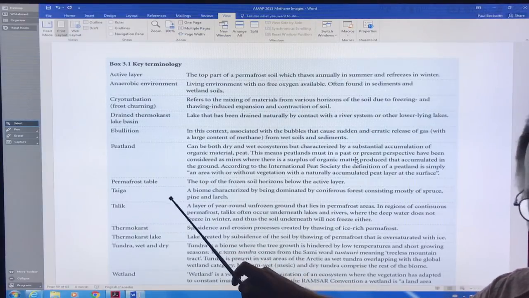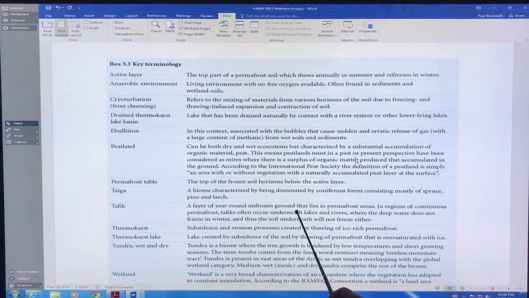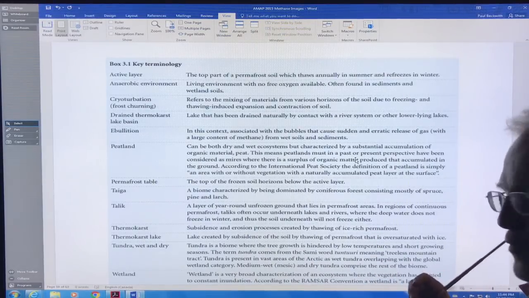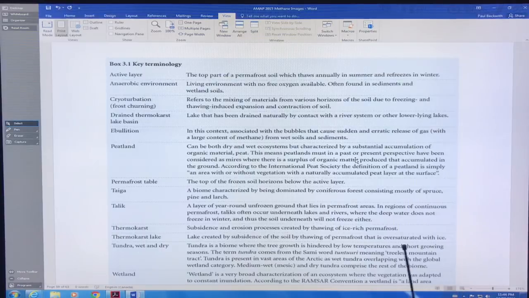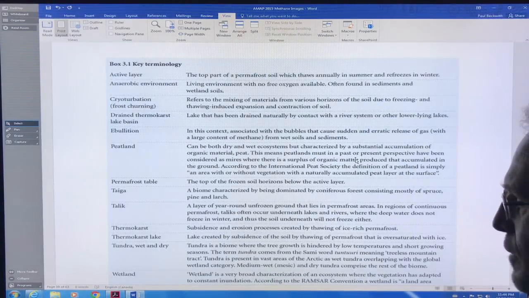Taliks, year-round unfrozen ground. They often lie in permafrost areas, so the ground is all frozen around, and then you have this talik, a region of unfrozen ground. For example, next to or beside or underneath lakes and rivers, where the deep water does not freeze in winter, so the soil underneath does not freeze either.